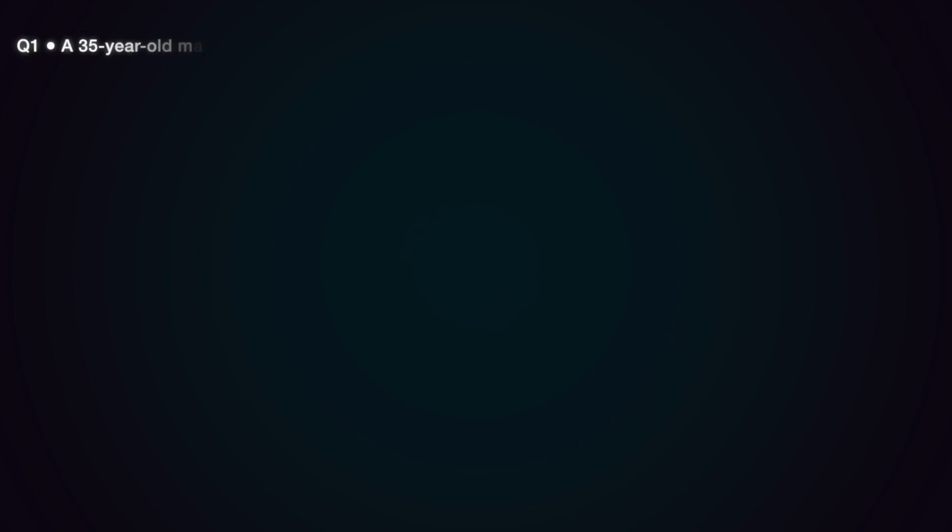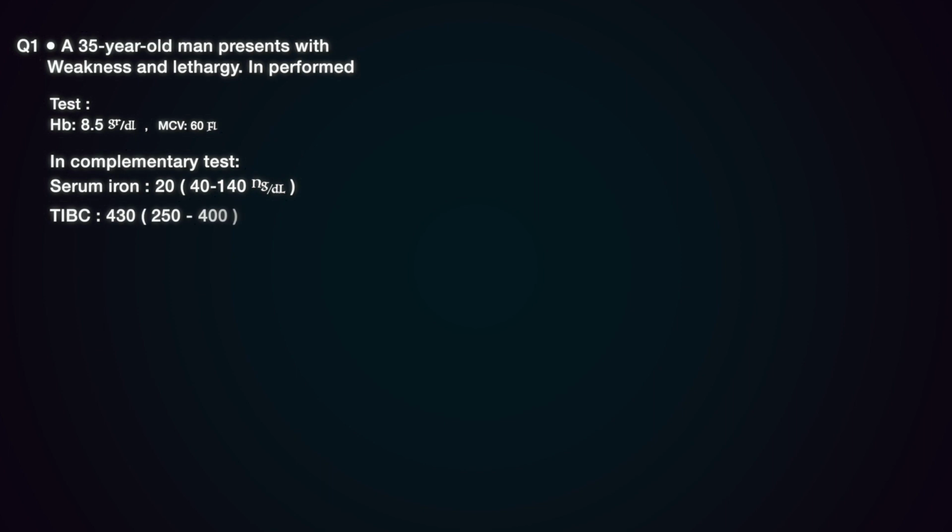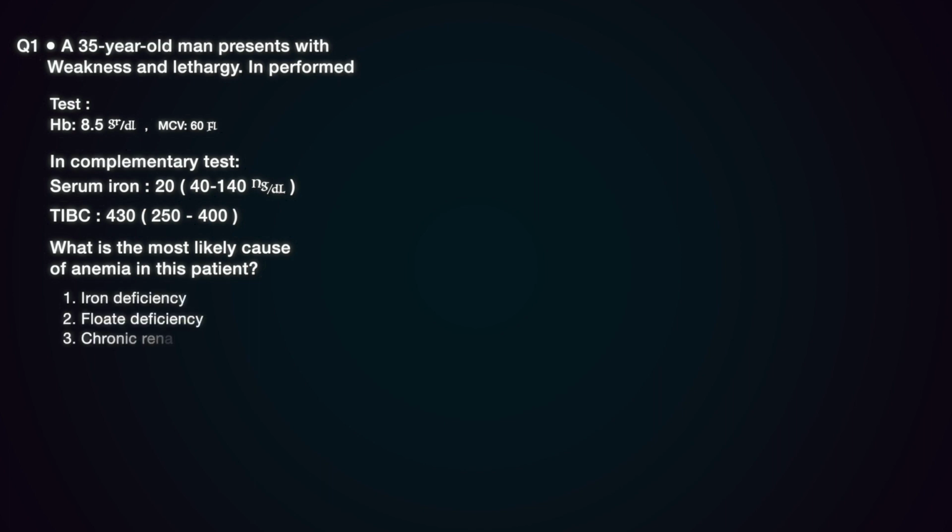Question 1. A 35-year-old man presents with weakness and lethargy. In performed test, hemoglobin is 8.5, MCV is 60. In complementary test, serum iron is 20 and TIBC is 430. What is the most likely cause of anemia in this patient? 1. Iron deficiency, 2. Folate deficiency, 3. Chronic renal disease, and 4. thalassemia.